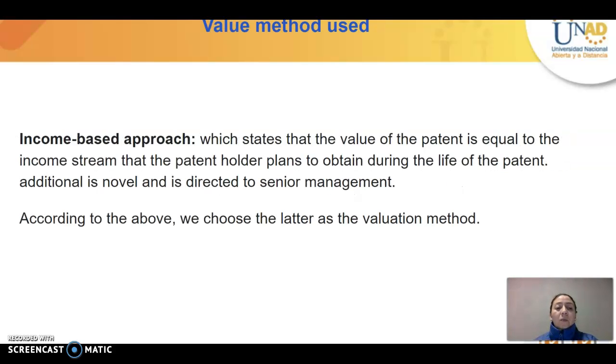And the income approach, which states that the value of the patent is equal to the income that the patent owner plans to earn during the life of the patent. In addition, it is novel and is directed at the management of the license. According to the above, we chose the latter as the evaluation method.